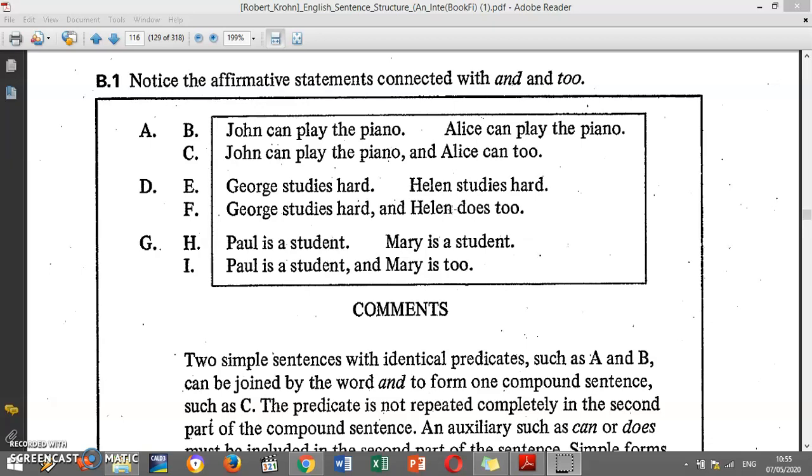The next example, Paul is a student, Mary is a student. Paul is a student and Mary is too. Jadi tidak perlu bilang lagi "and Mary is a student too." You can say that. Jadi bisa mengatakan itu, akan tetapi akan lebih natural atau akan lebih bagus kedengarannya ketika menggunakan kalimat ini ya.